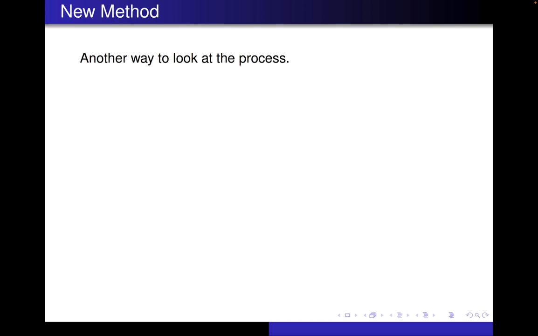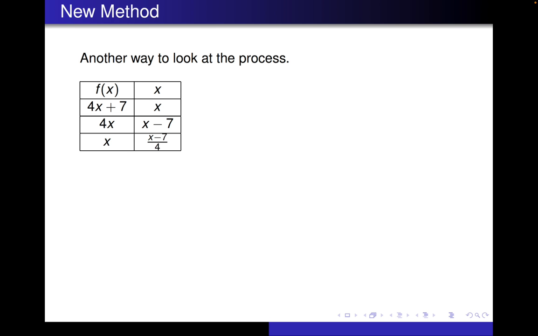Here's another way of looking at that same process. You have f of x and you have x. And remember, the idea is you want to do some actions to 4x plus 7 to get it back to x. And then on the right-hand side, you do those same actions to see what the inverse function does to the input x. So, for instance, we subtracted 7 from 4x plus 7 to get to 4x. And then we're going to do that exact same action on x to get x minus 7. Then we're going to divide by 4 to get x on the left-hand side. And on the right-hand side, we get x minus 7 over 4.